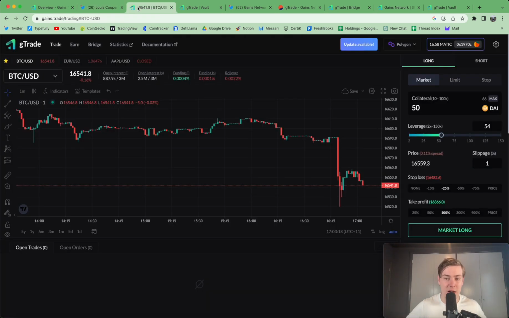But before we get into staking, I want to actually show you how the platform works, because at the end of the day, no one's going to use a platform if it's not usable and if you can't actually conduct its base functionality, which in the case of Gains is, of course, trading. So I want to show you how to open a trade on Gains Network and how it works.